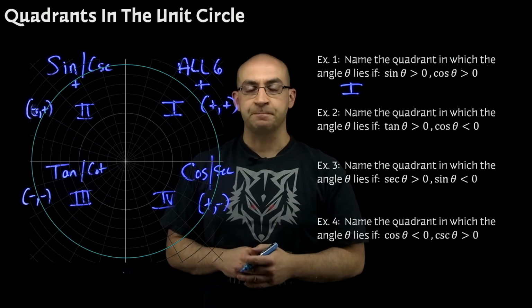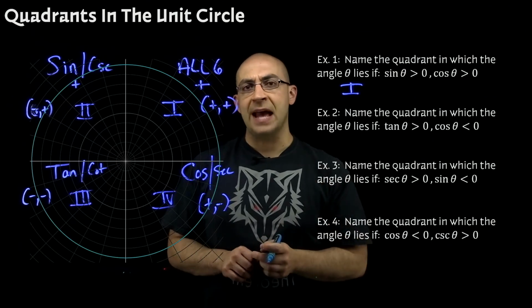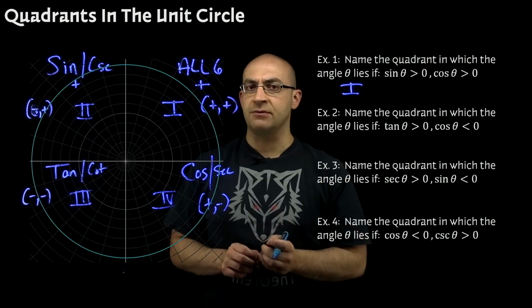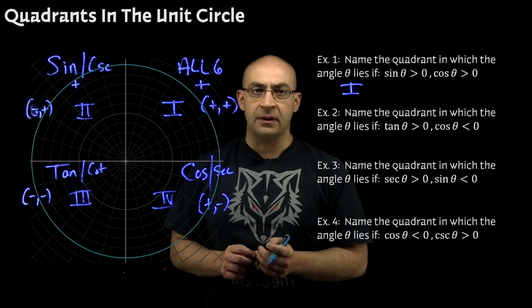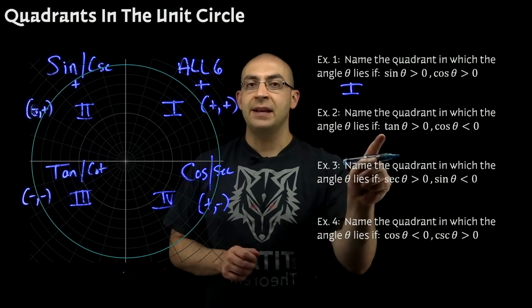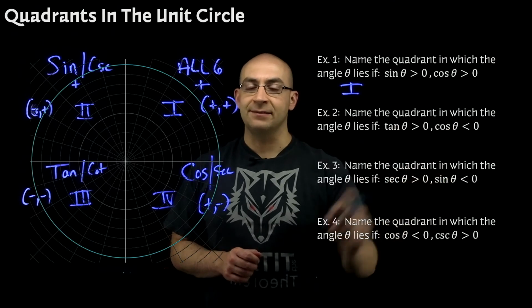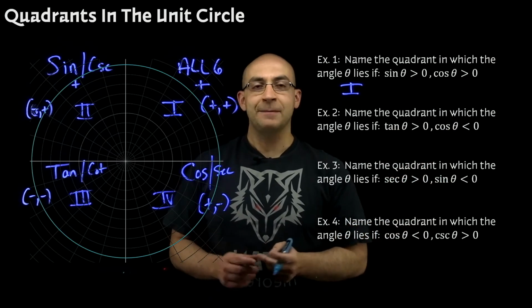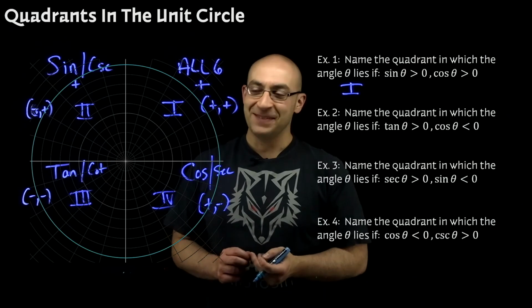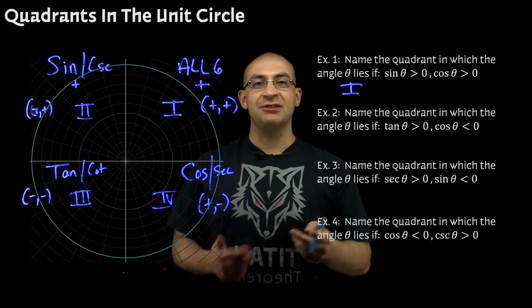Let's try example 2. Name the quadrant in which the angle theta lies if tangent of theta is greater than 0 and cosine of theta is less than 0, meaning tangent of theta is positive and cosine of theta is negative. So the question is, why don't they just say that? Well, because that's not mathematical, and it's a little weird too. So let's just try to figure this out.